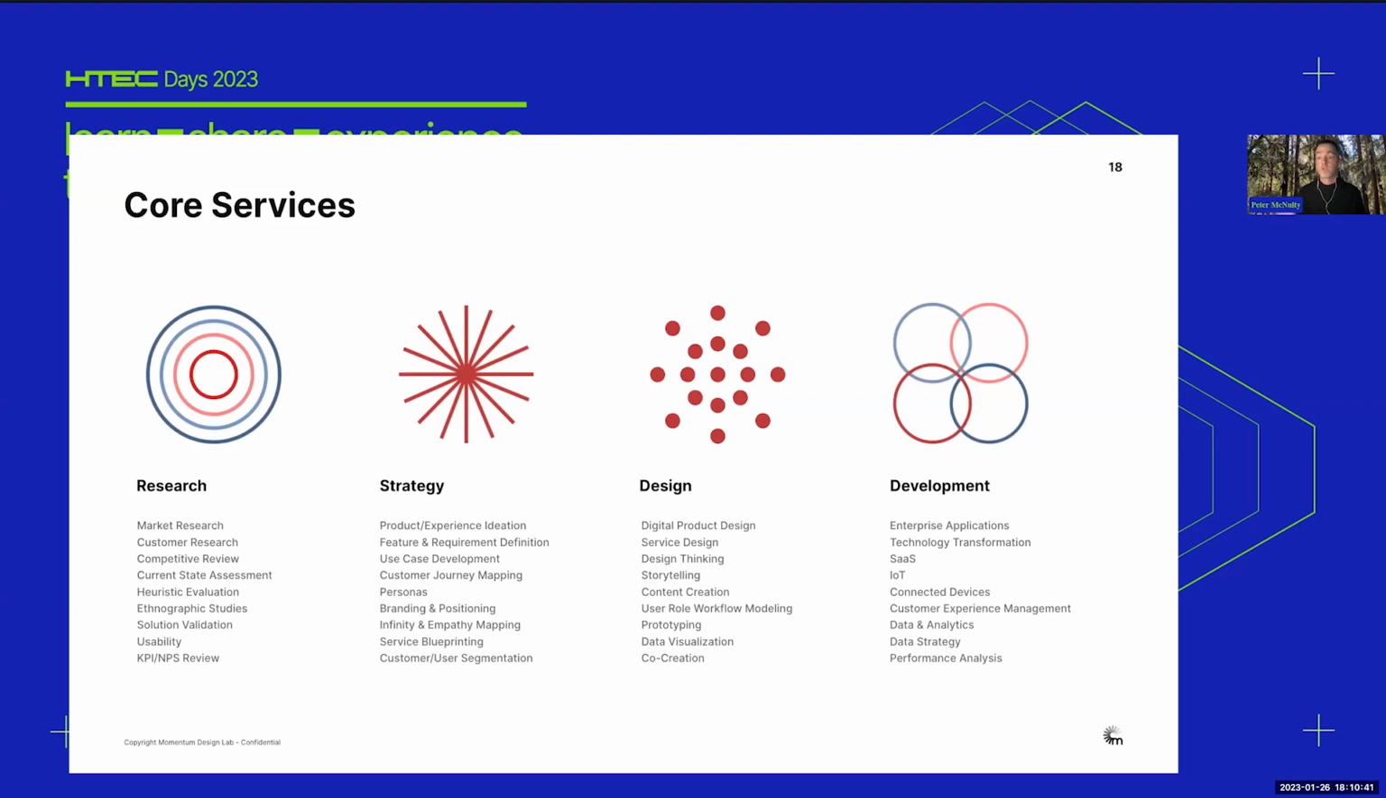The core services that we offer here at Momentum are research, strategy, design, and development. As I mentioned, we never know what's going to come in the door. So the items below are different activities that we could select depending on the problem at hand.